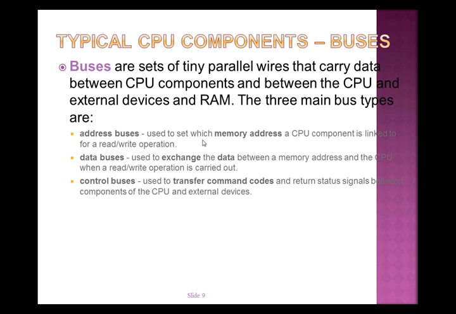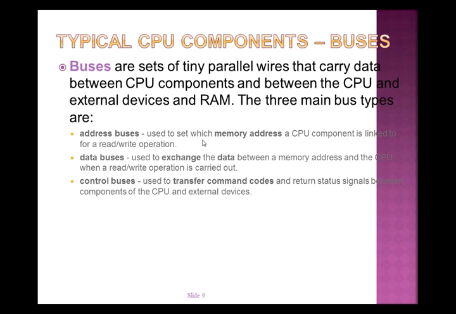So there are different categories of buses, the three basic or main categories. One is address buses, used to set the memory addresses a CPU component is linked to. Then data buses, used to exchange the data between various components of the CPU when a read or write operation is carried out. Either we can write or we can read the data from the memory.